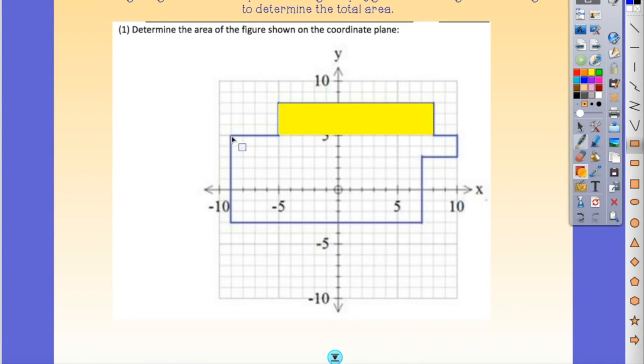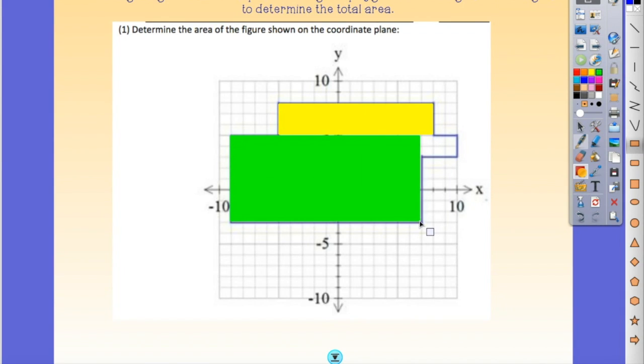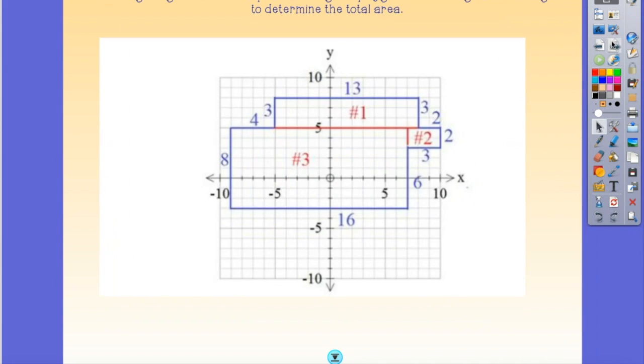I can make this bottom portion a large rectangle. Remember, a rectangle has two sets of parallel sides, and the parallel sides are equal to one another. And that would leave me this small portion here as a smaller rectangle. But now I have 1, 2, 3 rectangles. So if I calculate the area of each, I will be able to determine the area.